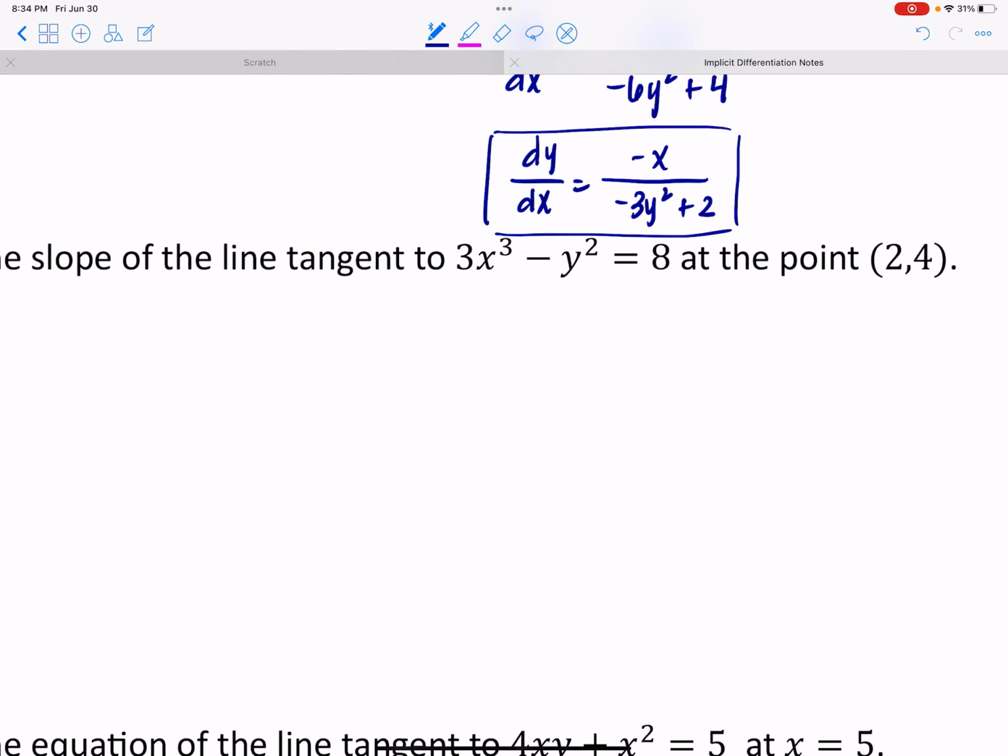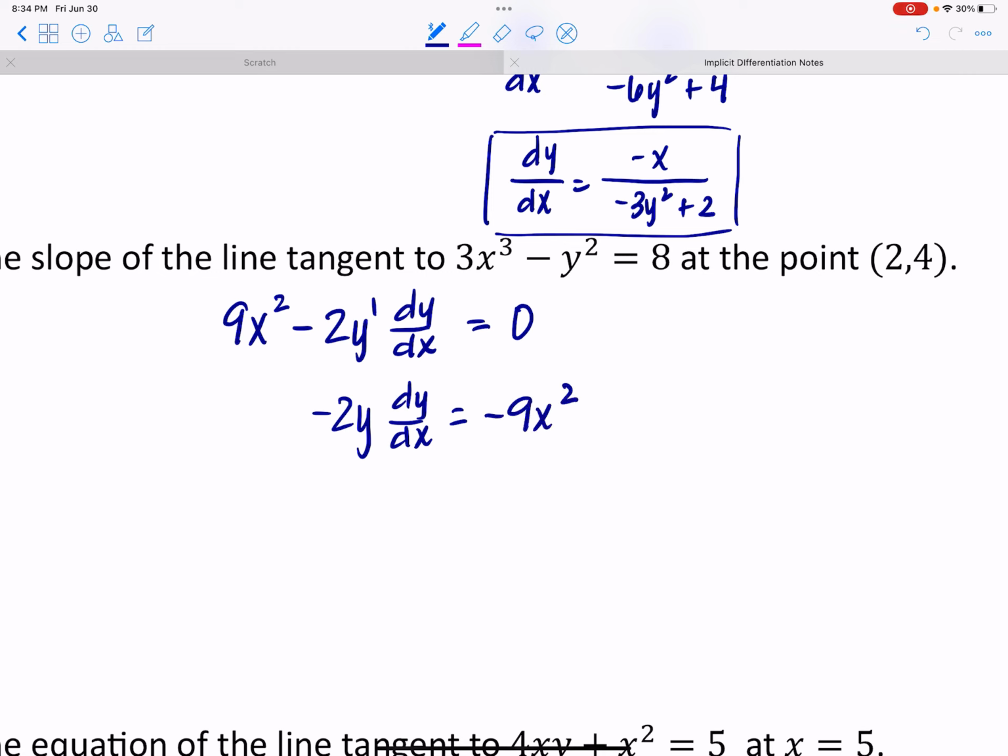Let's take our derivative. So the derivative for 3x cubed, that's going to be 3 times 3 is 9, so 9x squared minus the derivative of y squared would be 2y to the first times a dy dx, and then that's going to be equal to the derivative of 8, which is just going to be 0. So negative 2y dy dx, and we're trying to solve for dy dx, so I'm going to subtract the 9x squared over, and then I'm going to divide, so dy dx is equal to negative 9x squared over negative 2y.